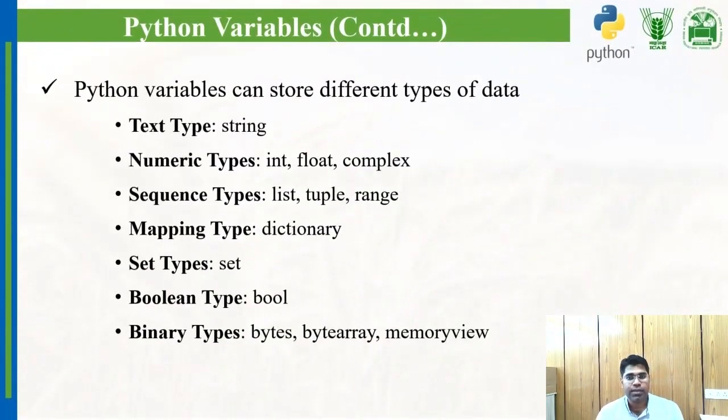Now, what are the different types of data that a Python variable can store? There is the text type, that is string. There can be numeric types: int, float, complex. There can be sequence types: list, tuple, range. Then there is the mapping type, that is dictionary. Then there is the set type also. Then the boolean type, bool, and for binary types also bytes, bytearray, and memoryview.